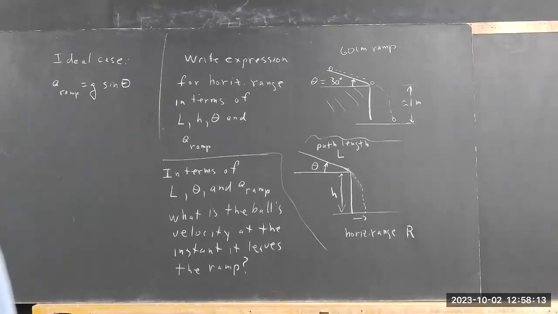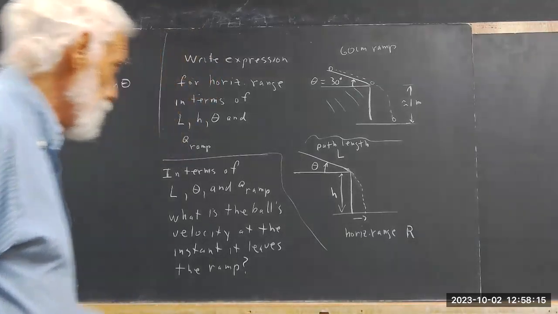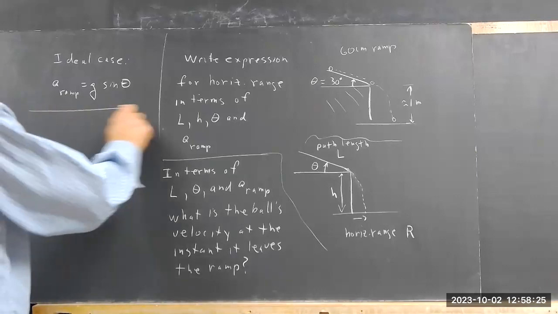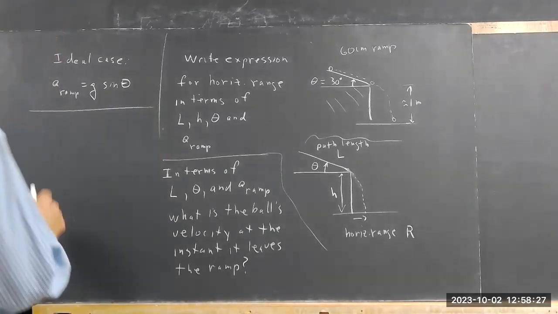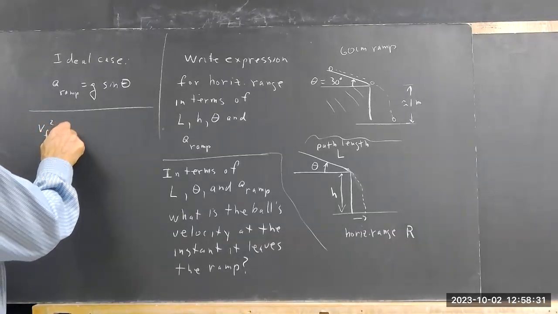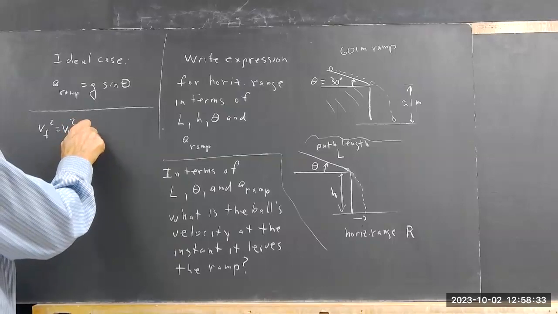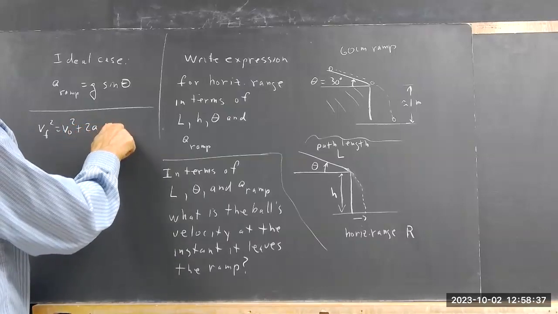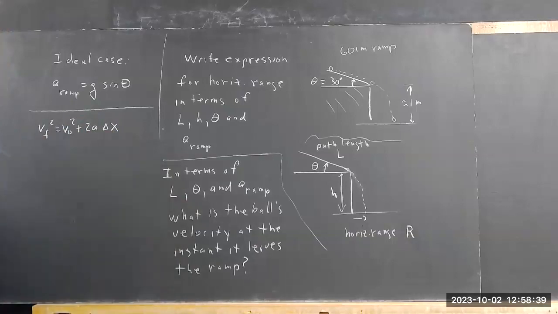Some people are making progress and some people are still at the starting gate. Okay, you need to get out of the starting gate. Well, I'd say we could use the equation v_f squared equals v naught squared plus 2a, and I'm just going to use delta x for x minus x naught. Okay.